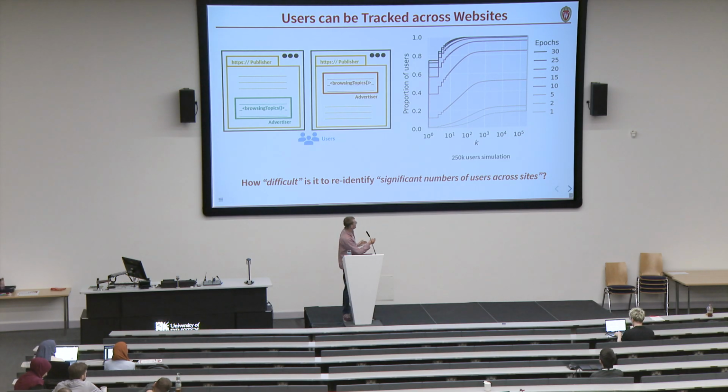So with this graph, we can answer the question: how difficult is it to identify users across websites? Difficulty in terms of observations, and significant numbers in terms of k-anonymity. So here I'm going to give you a result. If you look here, it means that for 10 epochs, so for 10 observations, we cannot guarantee more than 10 anonymity to the 250K users that we simulate. So over 60% of the users cannot be guaranteed strictly more than 10 anonymity.